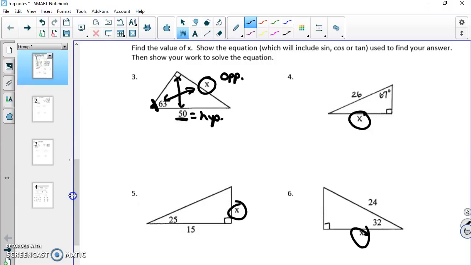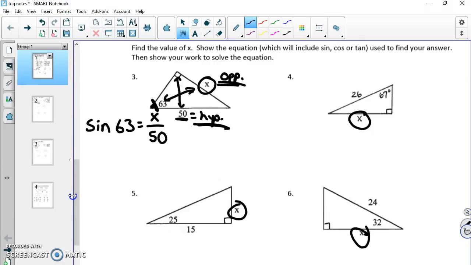Since we are dealing with the opposite and a hypotenuse, we want to use the trig function that uses opposite and hypotenuse. In this case, that would be sine, right? Opposite over hypotenuse. And the way you set these problems up is you write sine of your angle measure, which in this case is 63, equals whatever your opposite side length is, x, over your hypotenuse side length, 50.